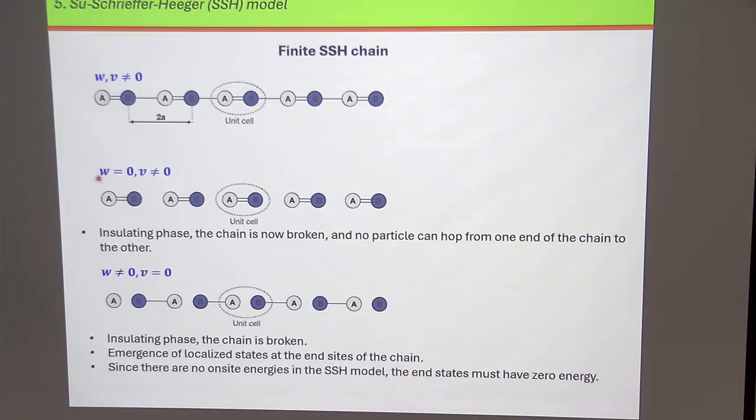So let's say that I have this. I'm putting W equals 0. It means there are not these hoppings. These are the ones that correspond to W, right? And the intercells are given by B. So if I put W to 0, it means I don't have these intercell hoppings. So which phase will I have?